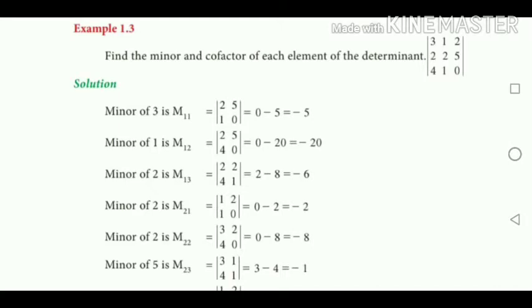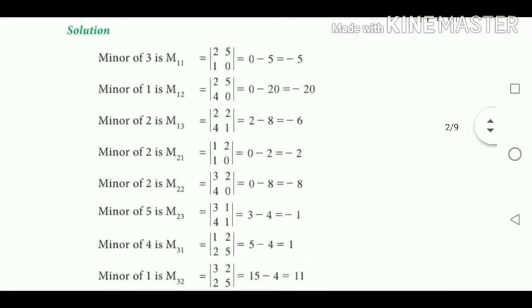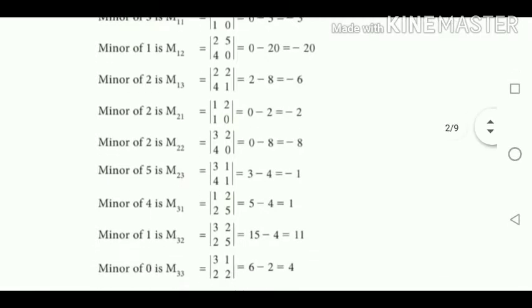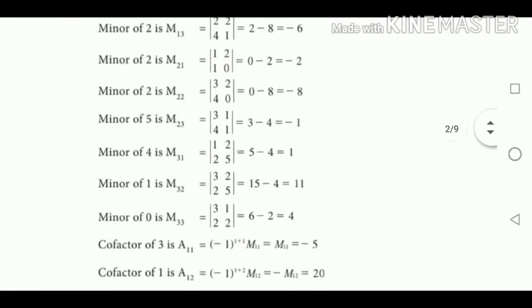If you are finding the minor for 2 1, it means delete the second row and first column. 2 2 means delete the second row and second column. 2 3 means delete the second row, third column. 3 1 means delete the third row and first column. 3 2 means delete the third row and second column. 3 3 means delete the third row and third column. This is the way you have to delete.